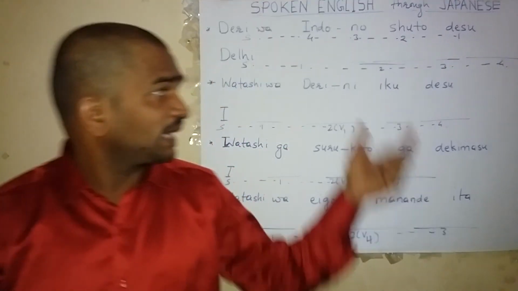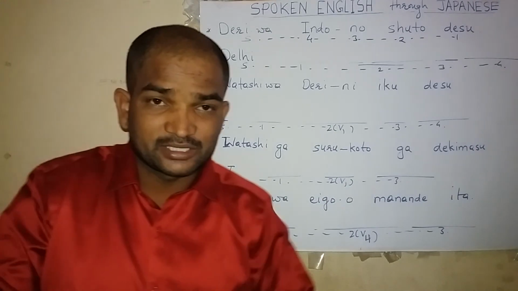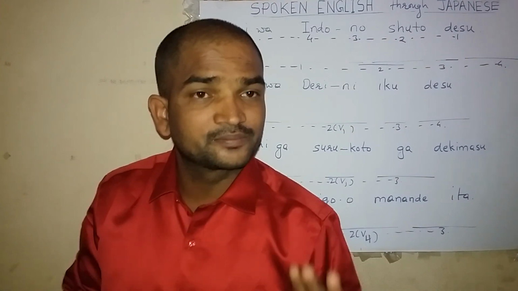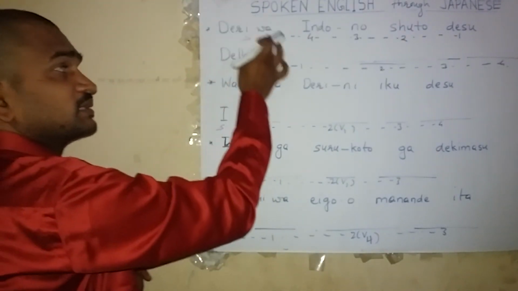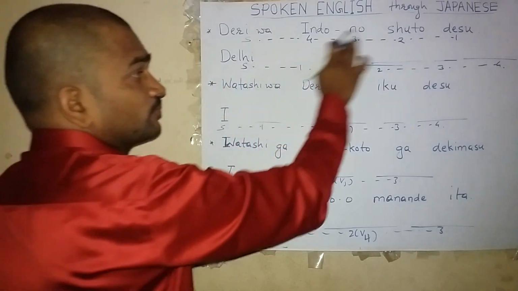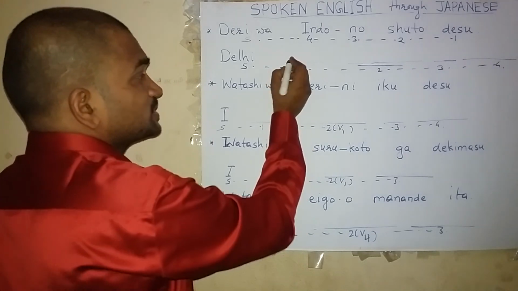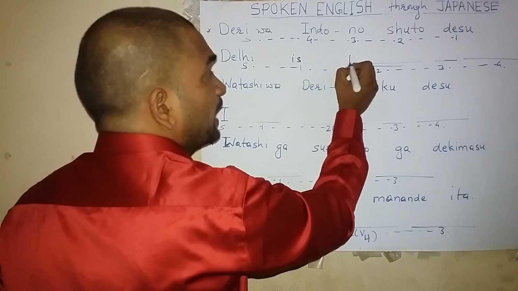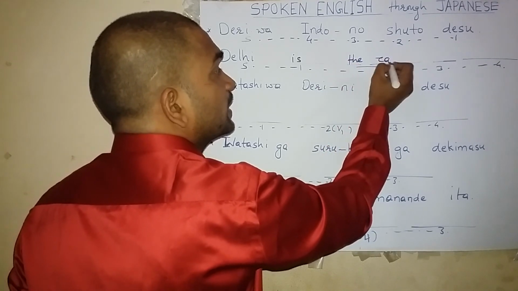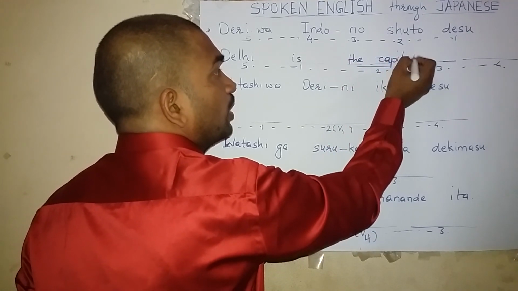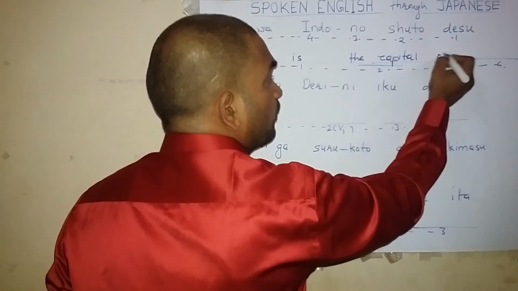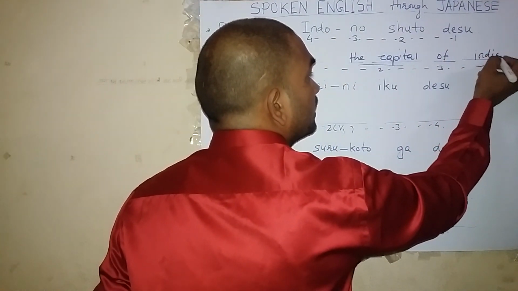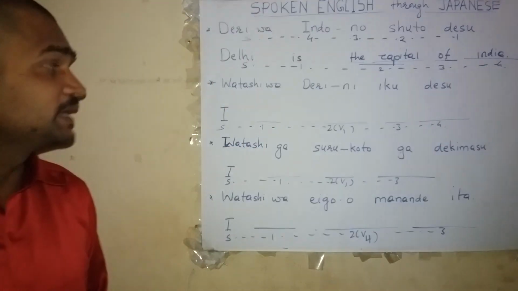Now pause the video and orally you should try to speak this sentence in English again and again, and at that time you should try to type the sentence in the comment box again and again. Now pause the video and try yourself. Start. Look here, the English word for Deri wa is Delhi. The English word for desu is "is". The English word for shuto is "the capital". The English word for no is "of". The English word for Indo is India. Delhi is the capital of India.